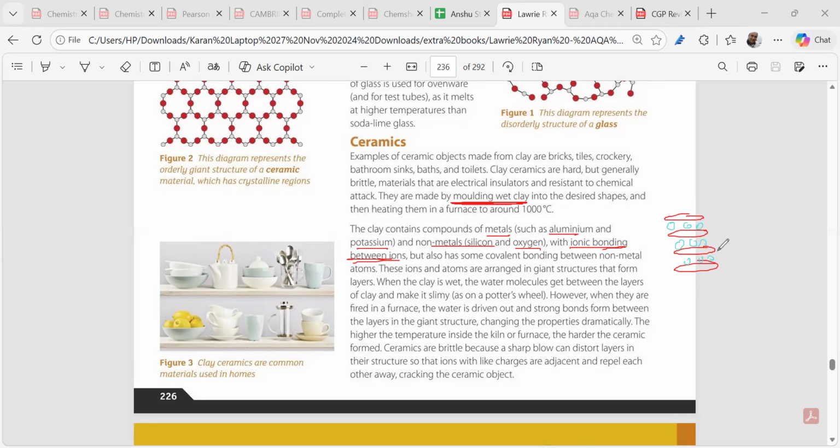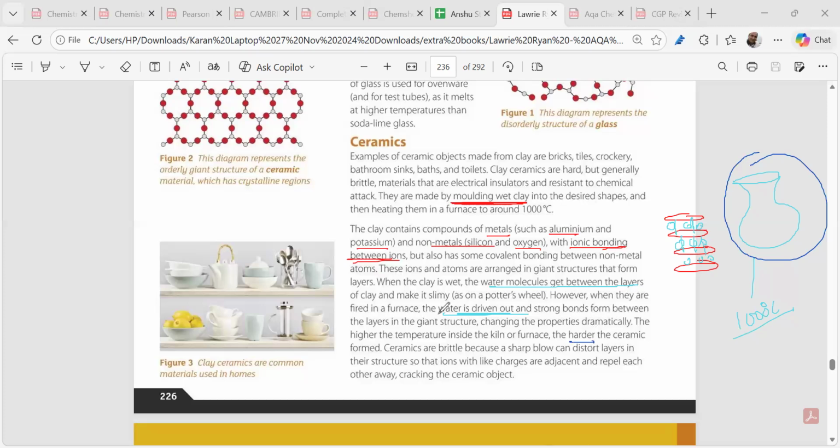Wet clay is slimy. Now, when you take the clay and shape it into a pot, after that, what we do? We heat it in a furnace at around 1000 degrees centigrade, right? When you heat it, what happens? The water in between the layers is driven out. Understood? And ionic bonds form between the layers, right? Thus you form a gigantic structure, so you'll have a very sturdy thing. This makes the ceramic harder, right?